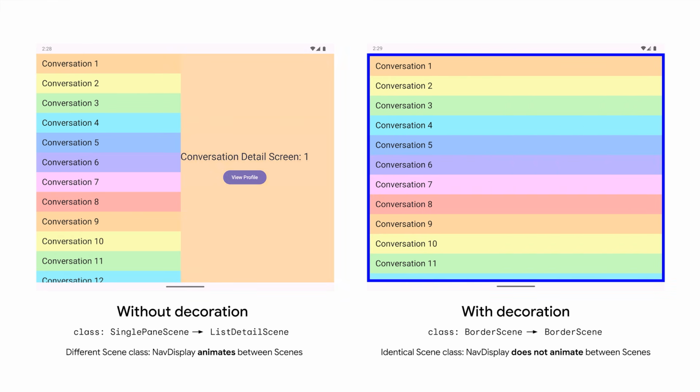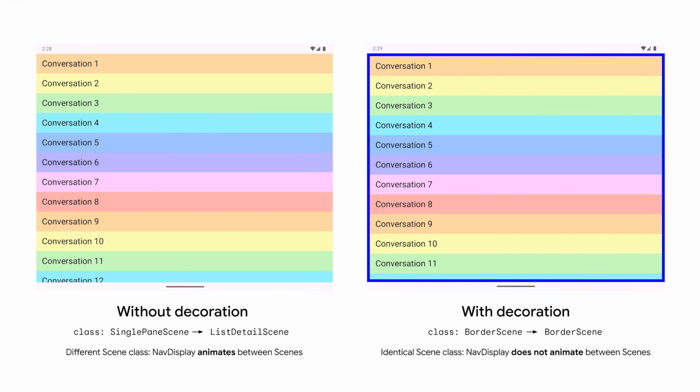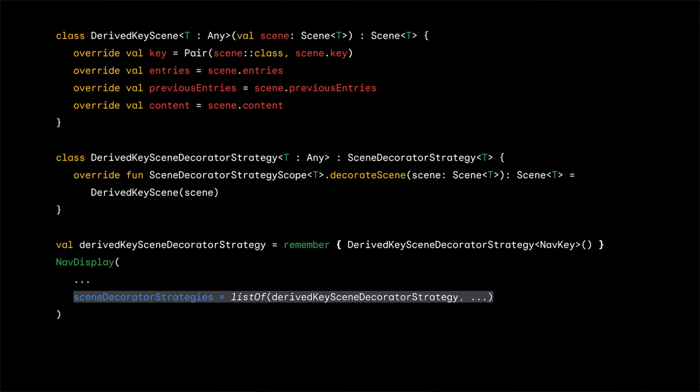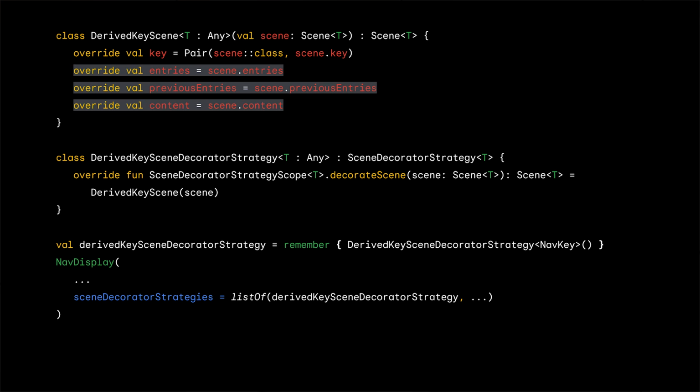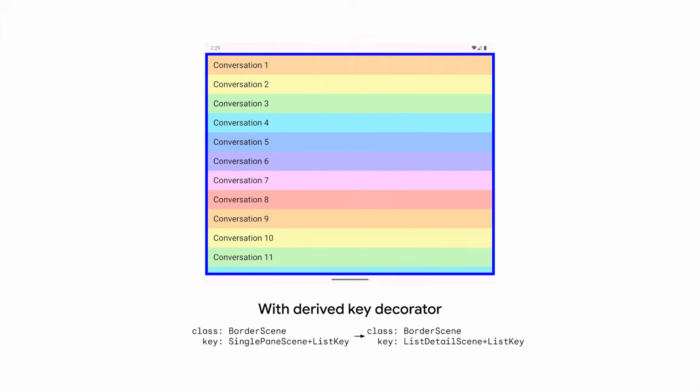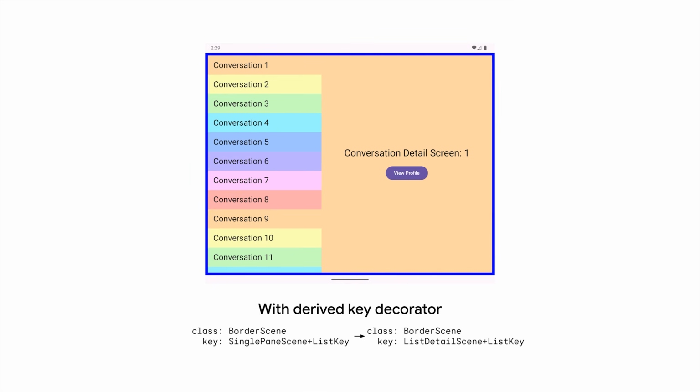This can cause unexpected behavior when introducing scene decorators in an app where different scenes use the same key, such as in the Nav3 recipes list detail sample. In such a case, one solution is to provide an initial scene decorator strategy that copies everything from the calculated scene except for the key, instead using one derived from its class and key. This lets the following scene decorators just copy the key of their input scene. Following this approach, the list detail recipe now behaves like it did without any scene decorators.